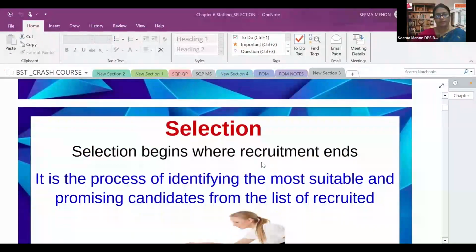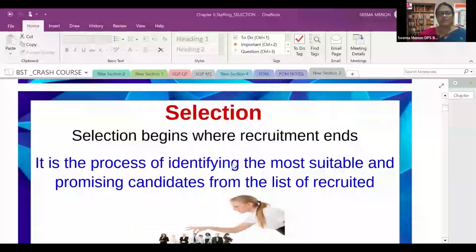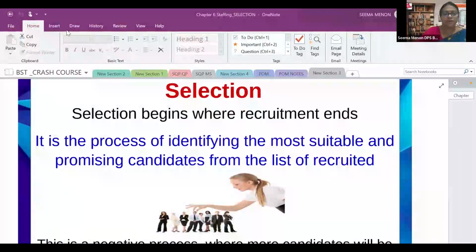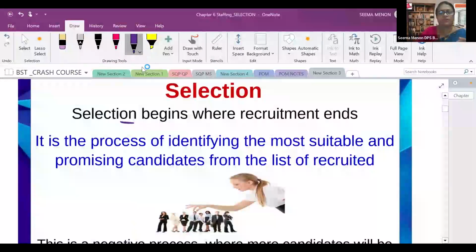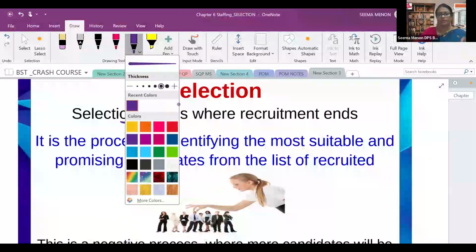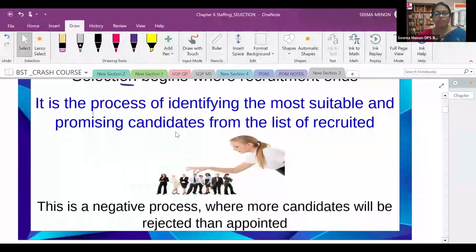This is selection. We know that in the staffing chapter, first we discuss recruitment, and after the recruitment, the next process is selection. You can see that on the screen. Selection begins where the recruitment ends. Wherever the recruitment ends, there is a selection process. Always it is like that only. Recruitment covers all the process: getting the applications, sorting out, conducting the various levels of screening, etc. Now, what is selection?